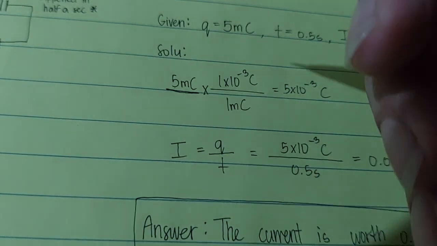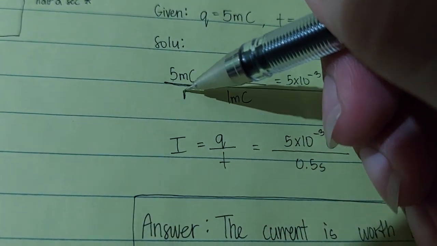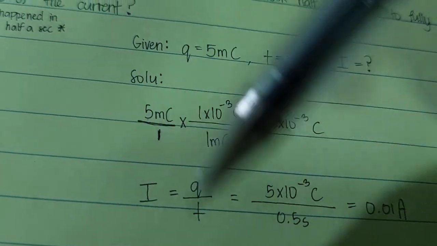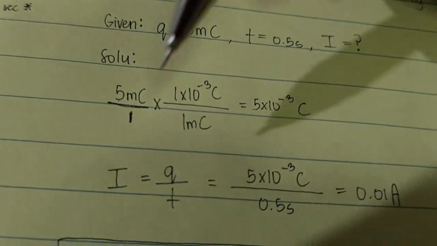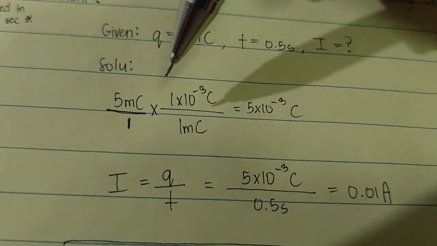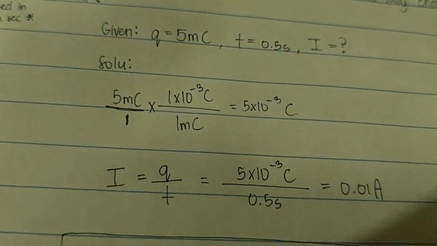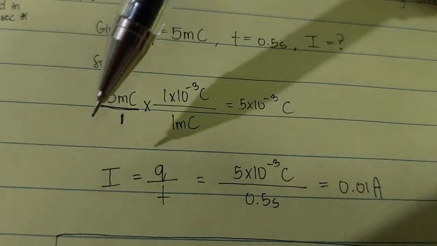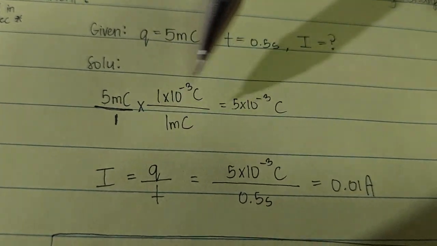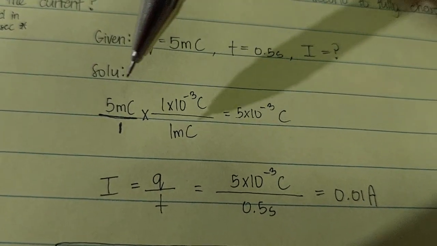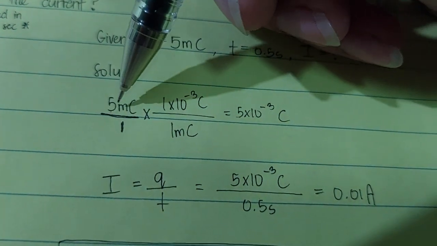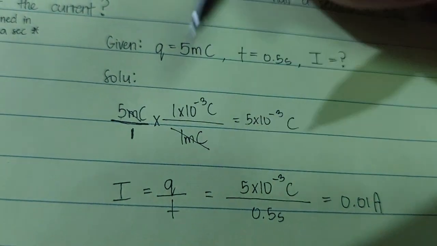But anyway, we've got 5 millicoulombs, and we can just pretend that this is a fraction divided by 1. Because remember, any number divided by 1 is just itself. And we multiply that by something that lets us cancel the millicoulombs into coulombs. So where is the millicoulombs here in this fraction? Is it on top or is it below? It's on top, right? Which means that the fraction we have to multiply it by has to have the millicoulombs below. Because look, they're on opposite sides, and therefore they cancel.